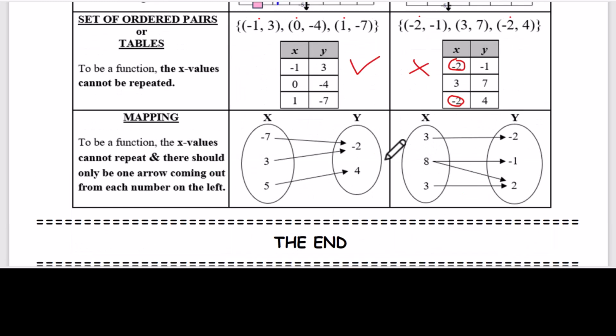And the last one is the mapping, which has 2 conditions. The x cannot repeat, and I must have only one arrow from left to right. So this one passes the test. This one has 2 problems. It does not meet the first condition, the x repeats. And also, there are 2 arrows coming out of here, so this is not a function.